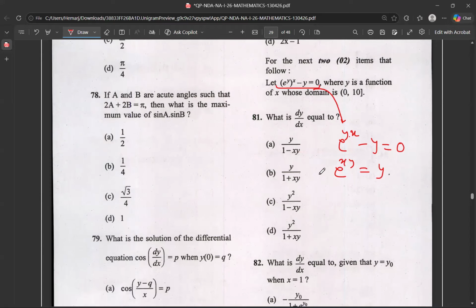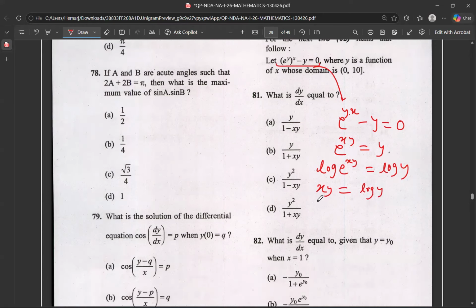One way is simply to take the derivative of the left hand side and right hand side. But an easier way is to take log on both sides. This will become log e to the power xy equal to log y. As you know, this power will come in front, so this becomes xy into log e, and log e is 1, equal to log y.